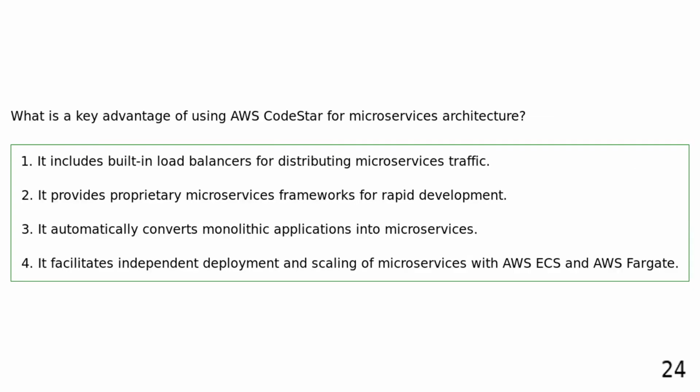What is a key advantage of using AWS CodeStar for microservices architecture? It includes built-in load balancers for distributing microservices traffic. It provides proprietary microservices frameworks for rapid development. It automatically converts monolithic applications into microservices. It facilitates independent deployment and scaling of microservices with AWS ECS and AWS Fargate.